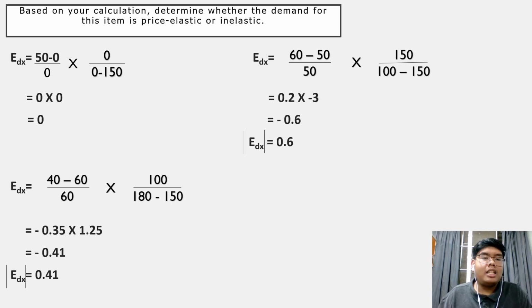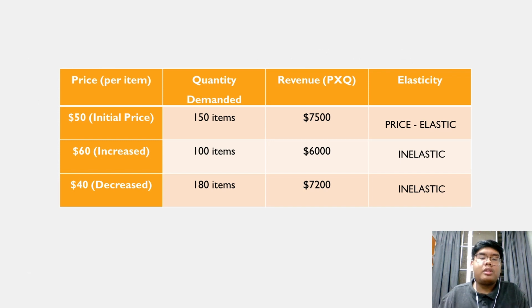For the last, it is $40 minus $60 divided by 60 times 100 divided by 180 minus 150, and the answer we get is negative 0.41. So take the modulus and you will get the positive answer, which is 0.41. We go to the answer, which is in the table.